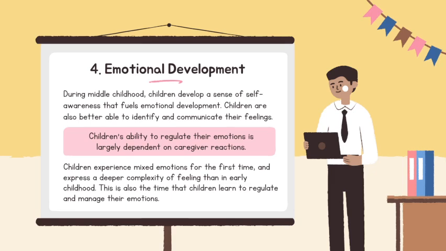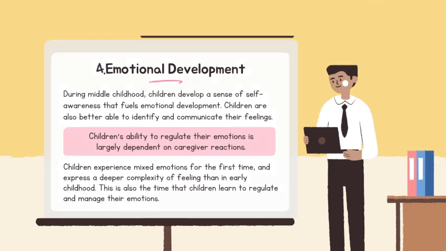Children's ability to regulate their emotions is largely dependent on caregiver reactions, and children who didn't see appropriate emotional regulation modeled in early childhood will likely struggle with emotional regulation in middle childhood. These children benefit from direct, explicit instruction in emotional naming, as well as strategies to help them cope with the complex emotions they are now experiencing.